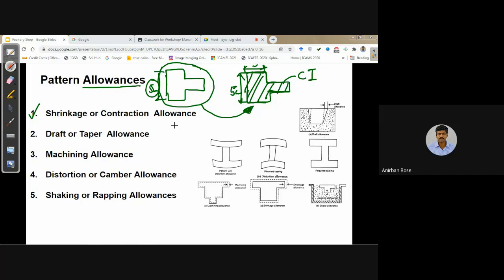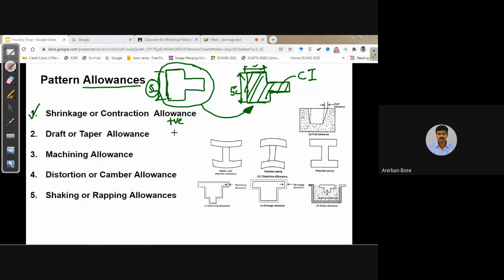Because of the shrinkage, you can understand what kind of allowances you have to give initially. You have to make the pattern larger in dimension, so that even after shrinkage takes place, it can maintain its dimension. So this is a positive allowance. The shrinkage allowance is a positive allowance. The pattern should be given a shrinkage allowance, some larger dimension you have to provide.